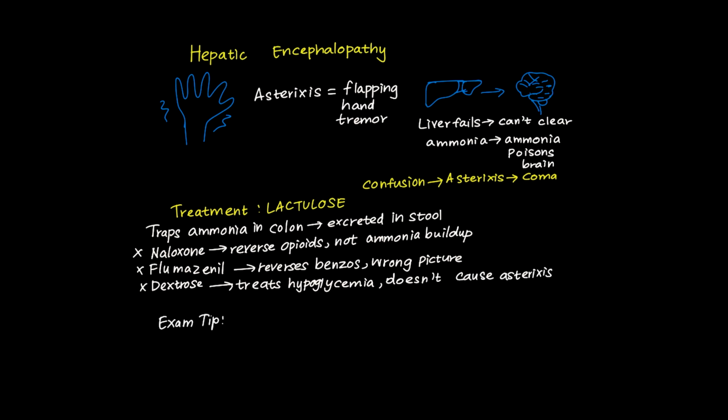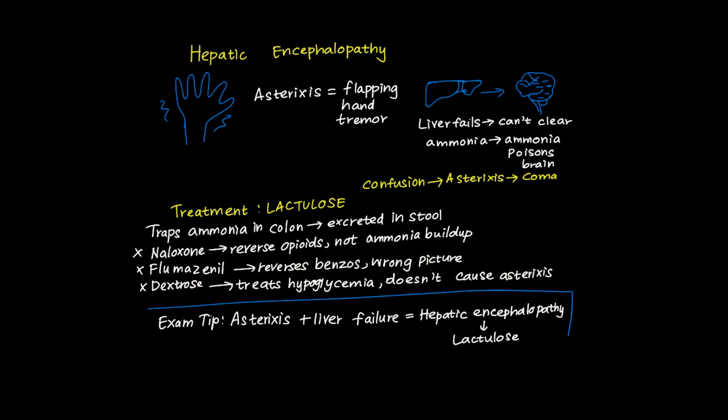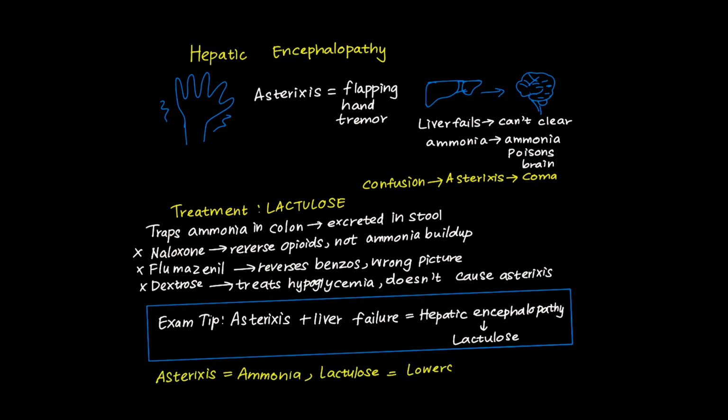Here's a WGU D454 OA exam tip for you. Asterixis in a liver failure patient always points to hepatic encephalopathy, and the treatment is always lactulose. Recall hook: asterixis means ammonia, and lactulose lowers it.